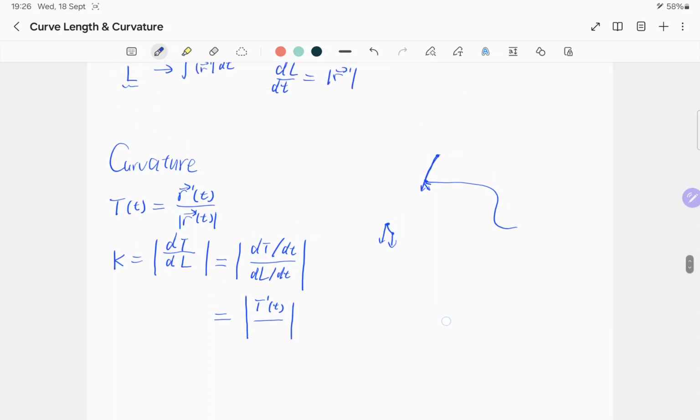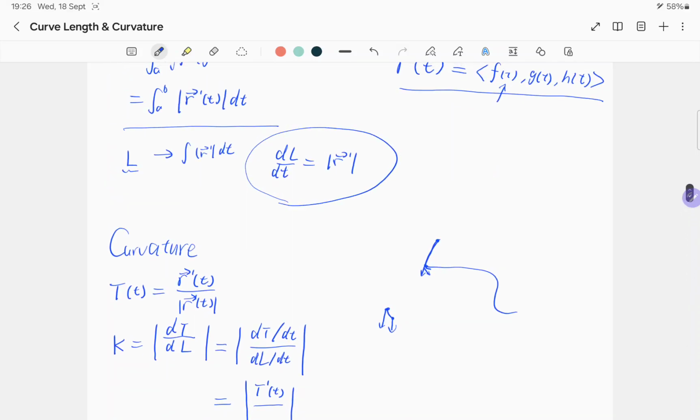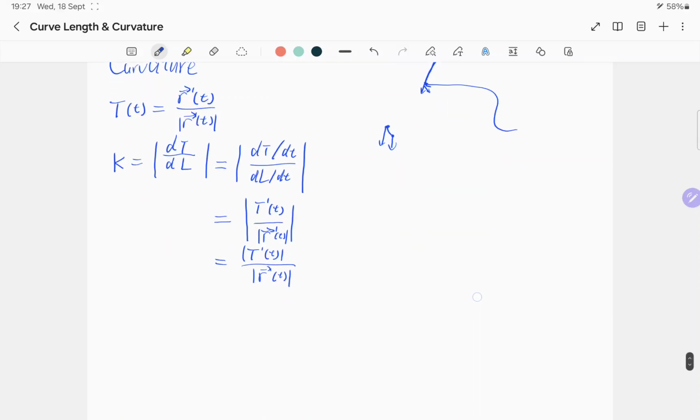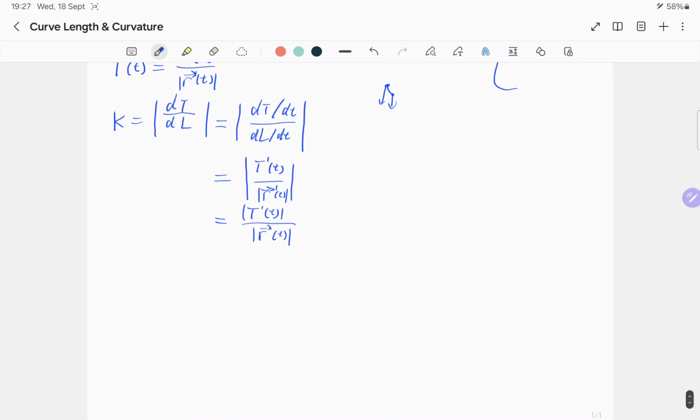And what is dL over dt? Well, we know that it is actually the magnitude of r prime of t. So it is the magnitude of T prime divided by the magnitude of r prime. So far, we actually can know the value of the curvature, and we use a small k to represent it. It is called kappa, the curvature.